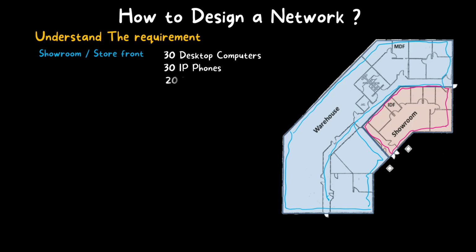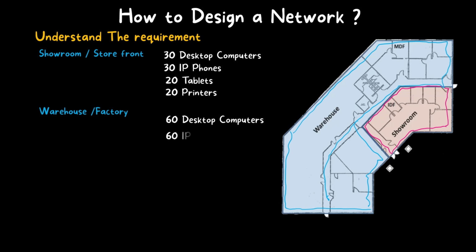So first of all, we will consider the showroom or storefront. There we need 30 desktop computers and 30 IP phones, 20 tablets and 20 printers. These are the number of devices we are going to install at the showroom area. Now if we go to the warehouse or factory section, there we need 60 desktop computers, 60 IP phones, 20 tablets and 40 printers. These are the total number of devices that we want to connect in the upcoming furniture showroom. These are the total number of IT assets.